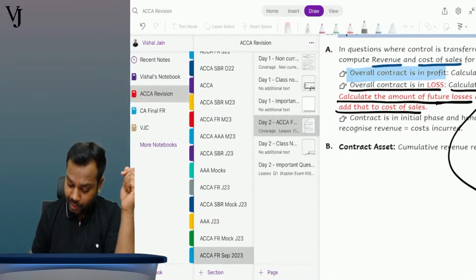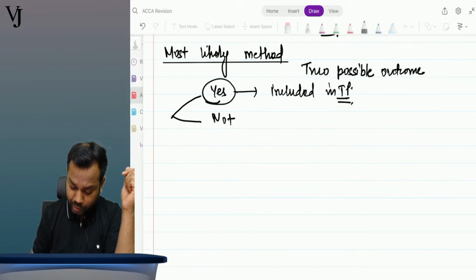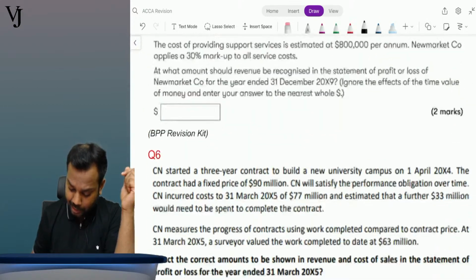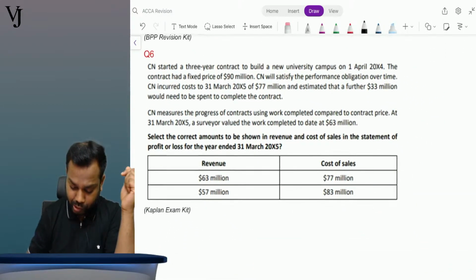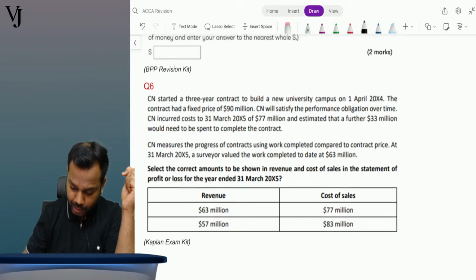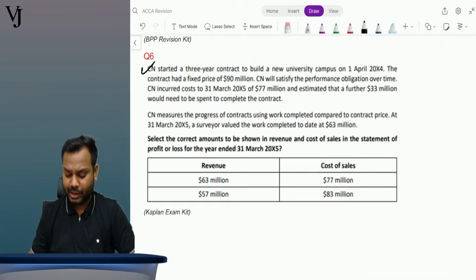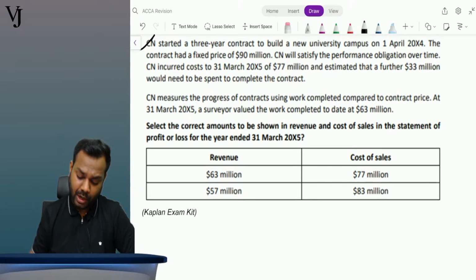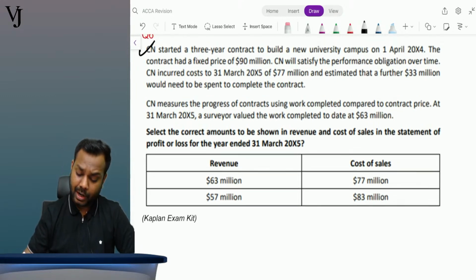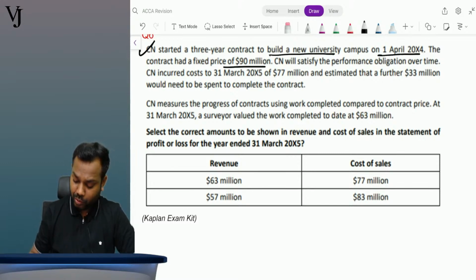Now, I have given an example, a question also on this one, in the important question list. So this is the question. You want to solve this question? Let us solve it. I think it will give you better clarity over the concept. Okay. CNN started a 3-year contract to build a new university campus on 1st April 2004. The contract is for a fixed price. So what is the contract price?